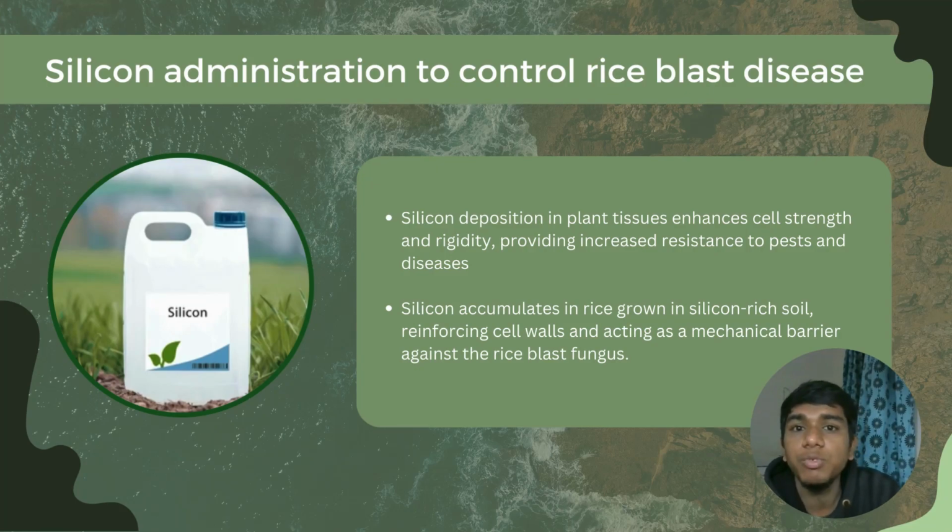Next, silicon administration can enhance the plant cell strength by reinforcing the cell wall, providing resistance to rice blast fungus.